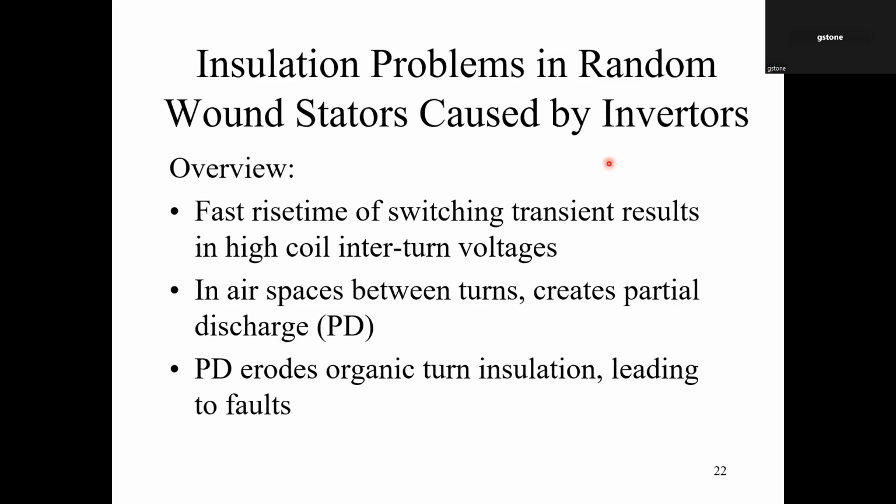Once you have a turn-to-turn fault, you're going to have the magnetic flux from all the other turns in that stator winding feeding flux into that one shorted turn. The current's going to go up, say, 100 times, and all of a sudden you're going to be melting the copper conductors, which will then melt any insulation between there and ground, and you're going to trip out on a ground fault or an earth fault. Okay, so that's the overview. So I want to take us through each of those steps.